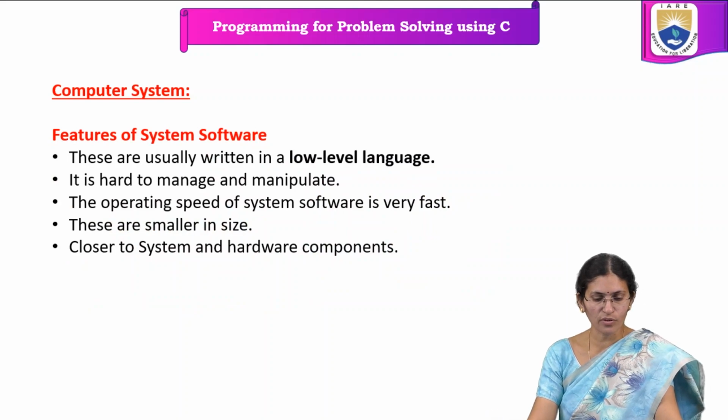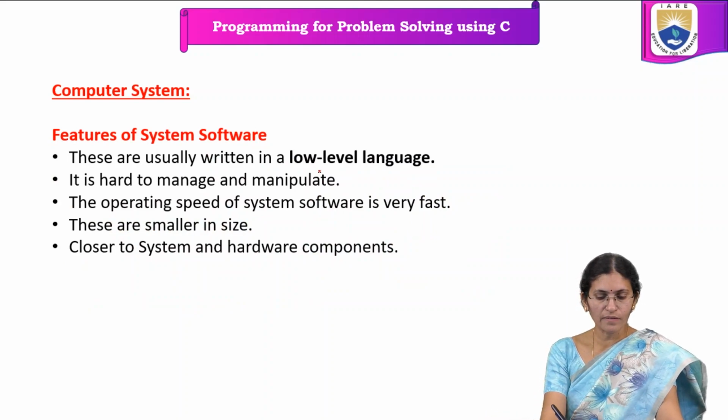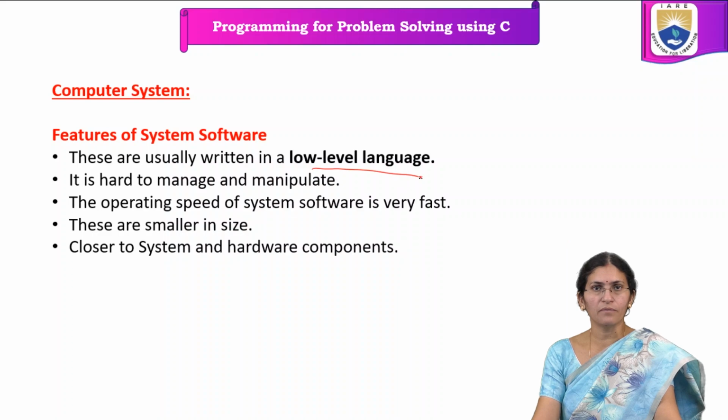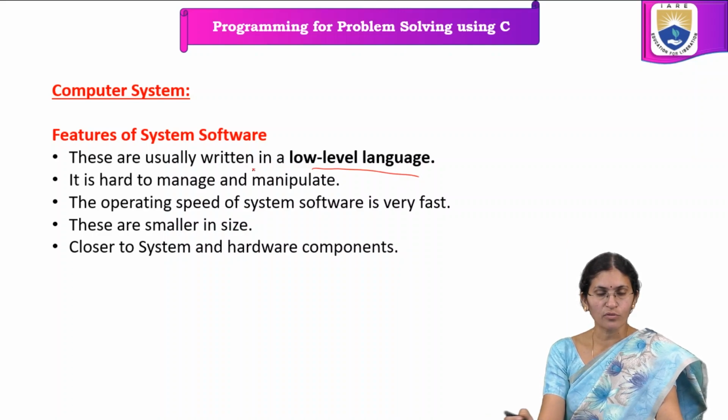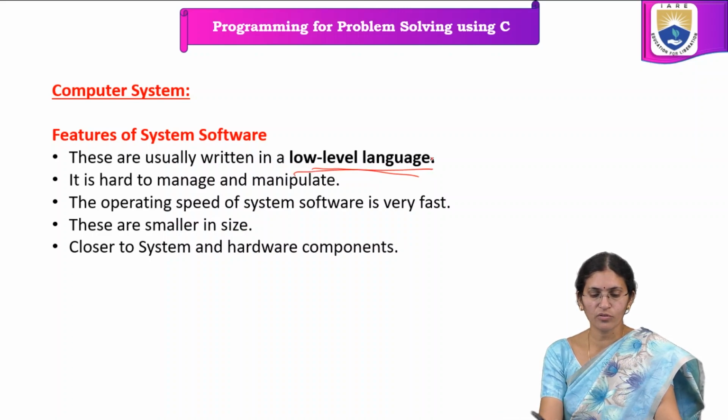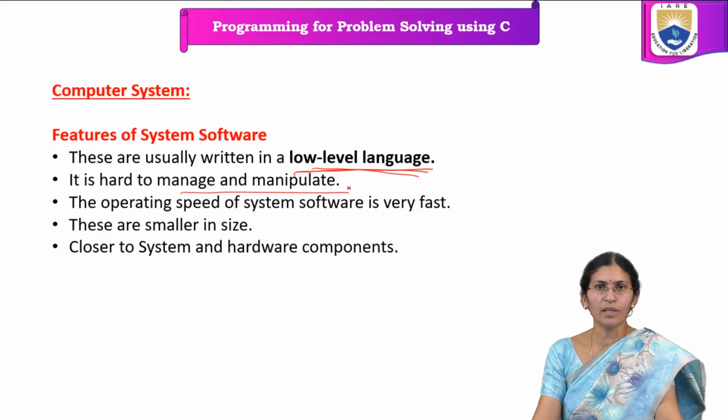Next one, features of system software. These are usually written in low level language. Software is nothing but a set of instructions, so we need to write the instructions in some language. These are written in low level language. It is hard to manage and manipulate.